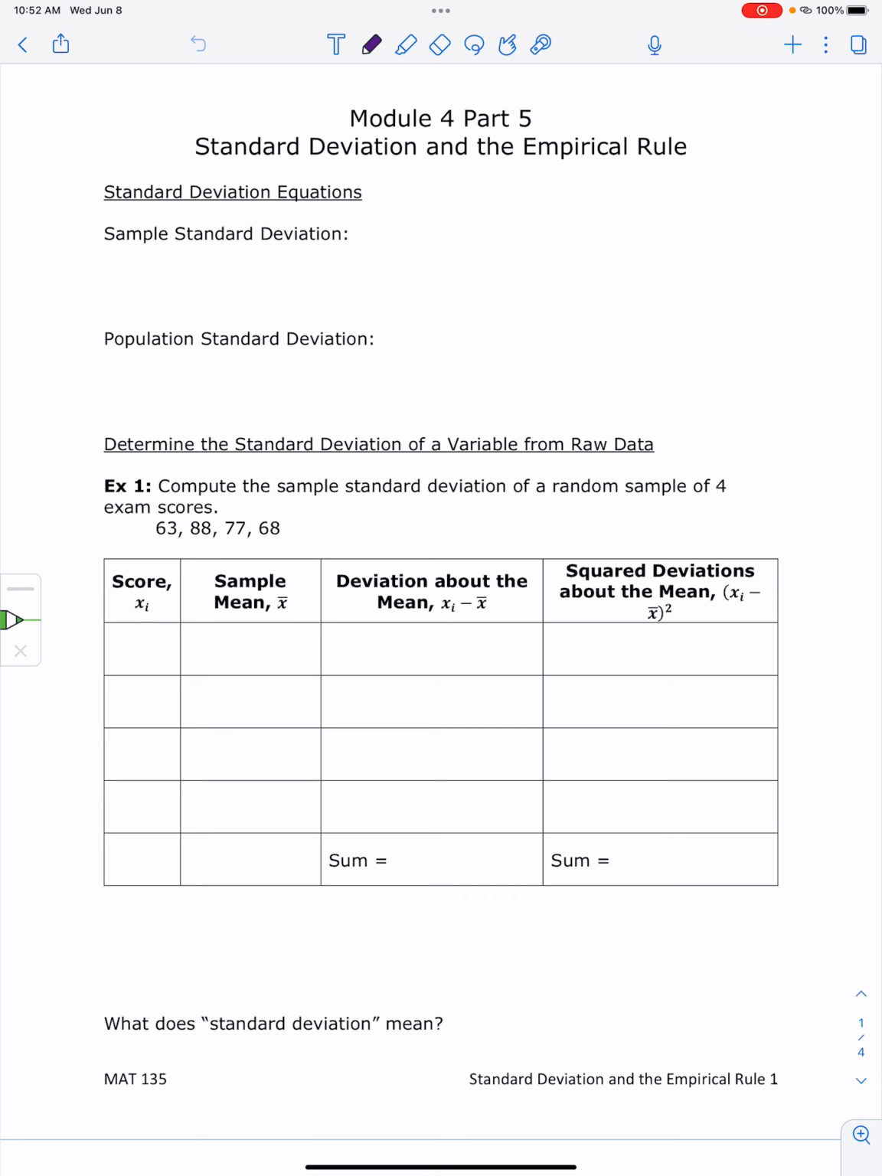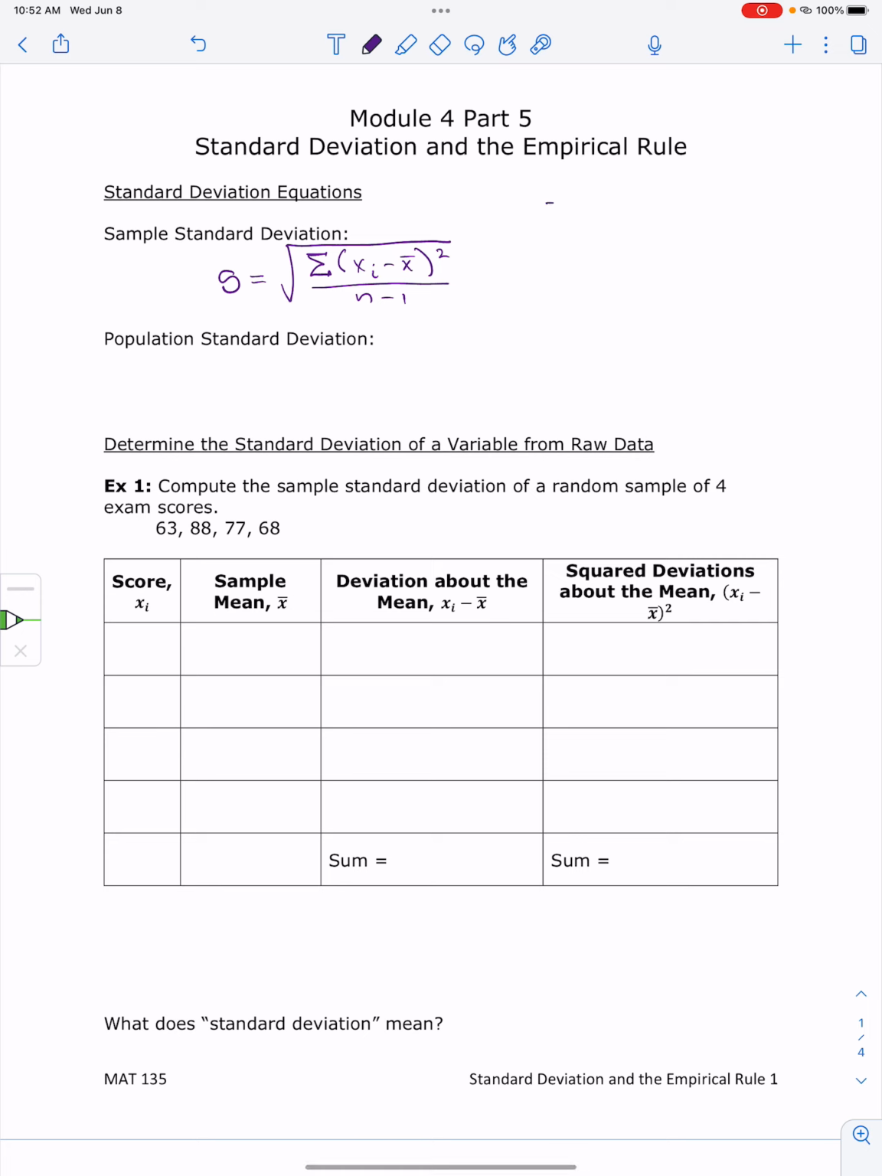what standard deviation means. So back to the beginning, when we're talking about samples, our standard deviation is S. The formula here is the square root of the sum of x sub i minus x bar all squared divided by n minus 1. Now this looks a little overwhelming. As we walk through it below, it's going to make more sense.